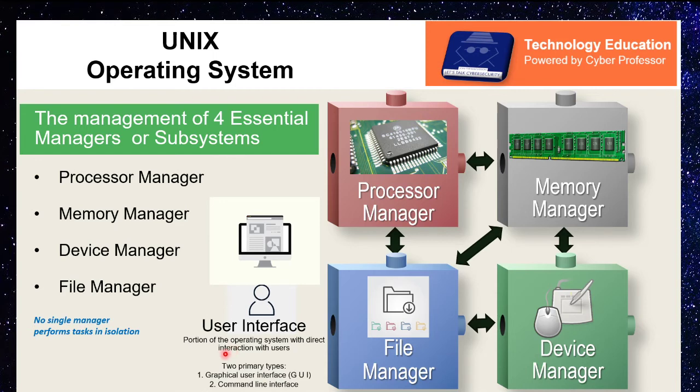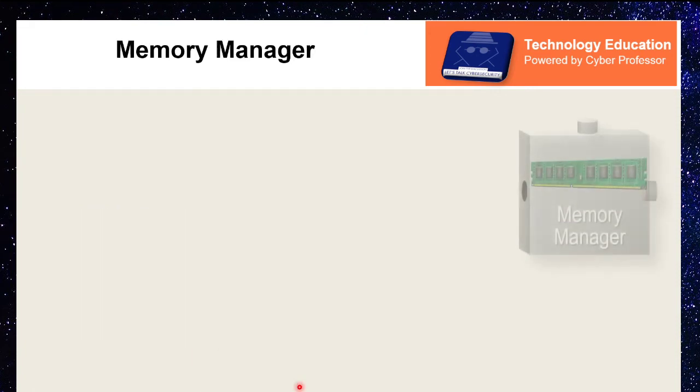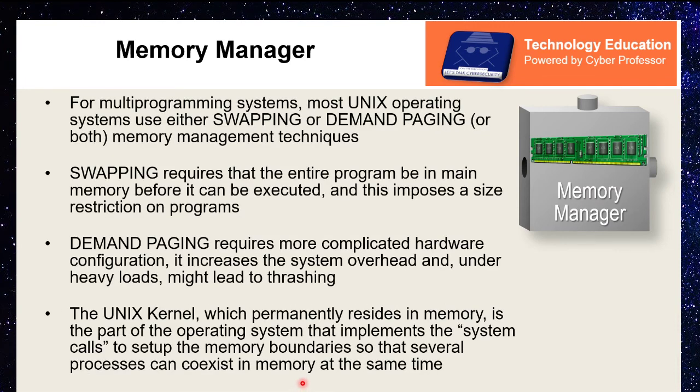The user interface is the portion of the operating system with direct interaction with the user. 2 primary types are the graphical user interface or GUI and the command line interface. Unix management of memory is depicted in this slide. For multi-programming systems, most Unix operating systems use either swapping or demand paging, or both memory management techniques.